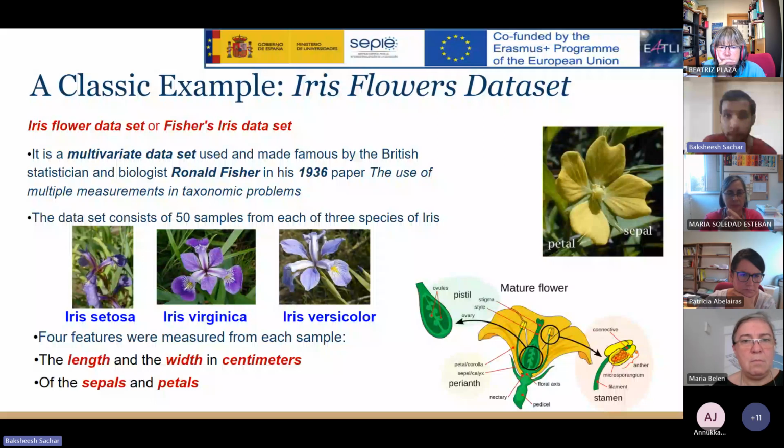This was used to understand if it is an iris flower or a different category of iris flower. For example, the first image shows iris setosa. I hope my cursor is visible so you can focus on that. Similarly, iris virginica, and similarly, iris versicolor. So based on the length and width of the flower, that was used to understand which category of iris flower it is.